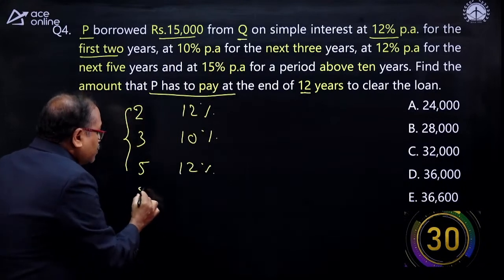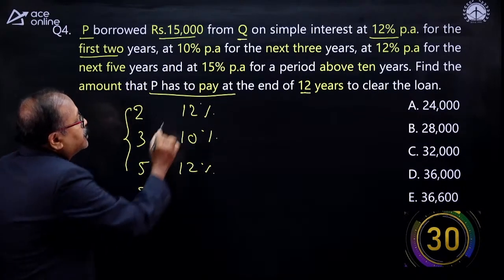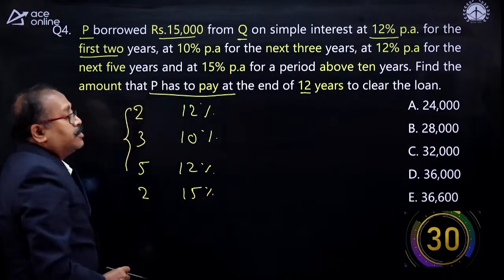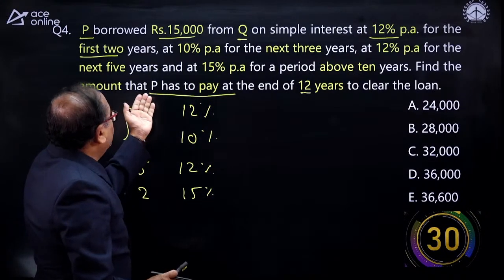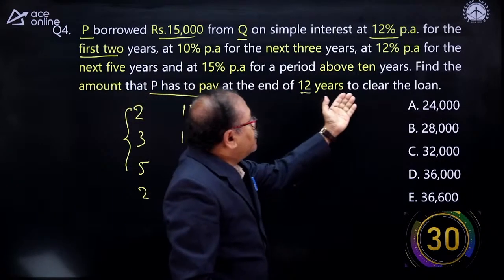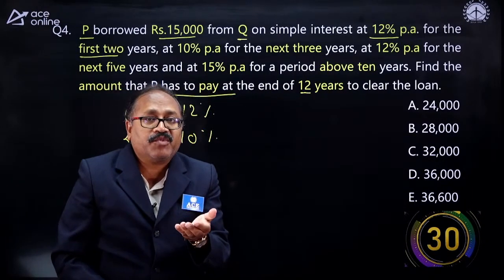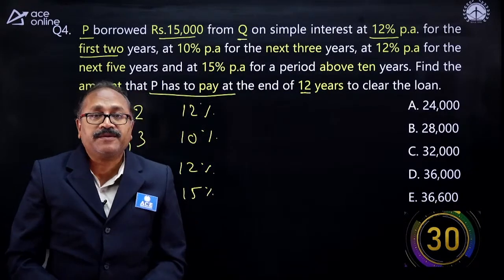So that means extra 2 years. But for these 2 years, the rate of interest is 15%. Now you need to find out what P has to pay at the end of 12 years to clear the loan. That means you are asked the amount. Can you try this question?